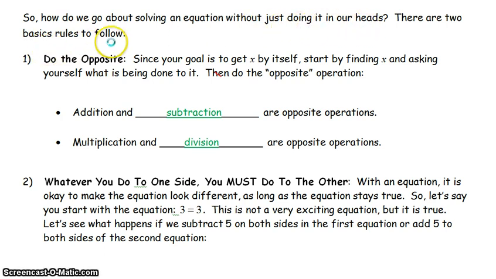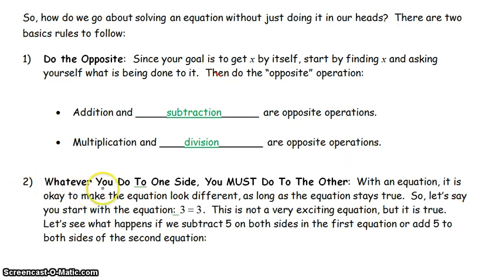There are 2 basic rules to follow. Number 1, do the opposite. Since your goal is to get x by itself, start by finding x and asking yourself what is being done to it. Then do the opposite operation. Here we have addition and subtraction are opposite operations. Multiplication and division are opposite operations.